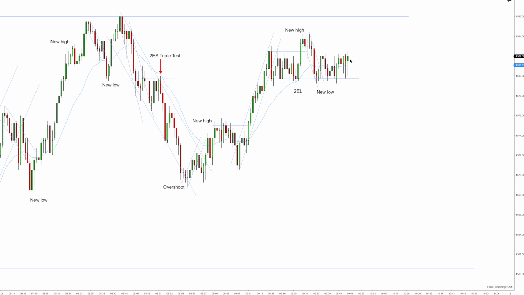It looks like it may work. This is new low, first entry short, second entry short failure, but it is still part of congestion. So I can't take it now. I'm just waiting for price action to free itself out of this congested area.